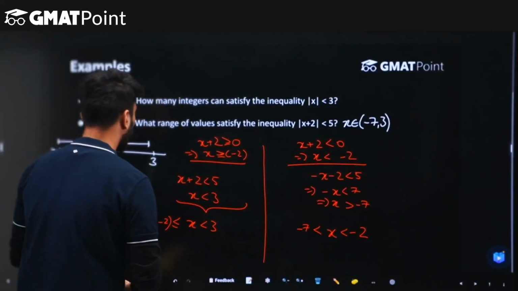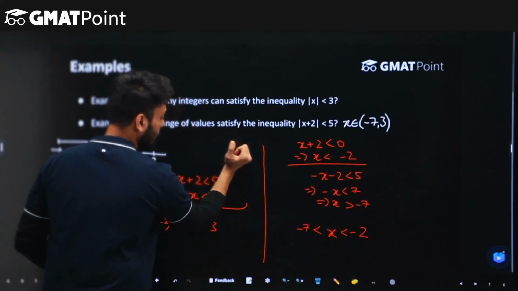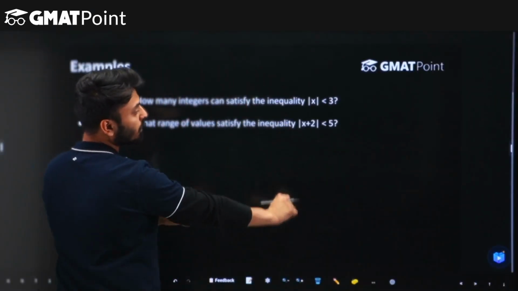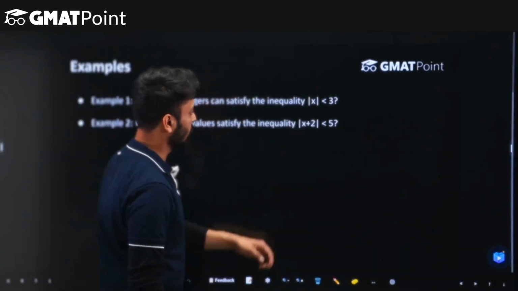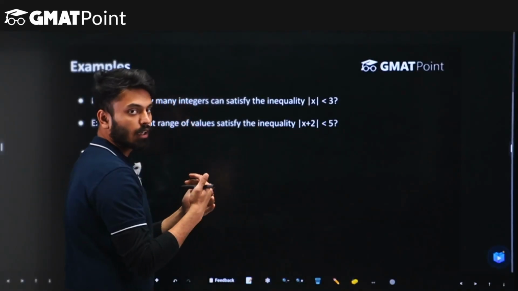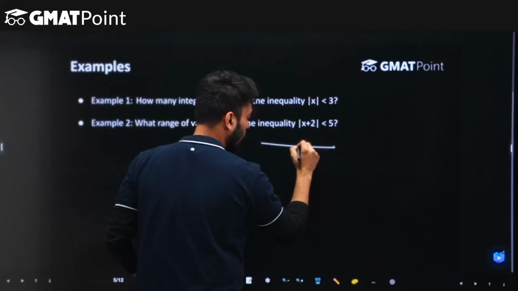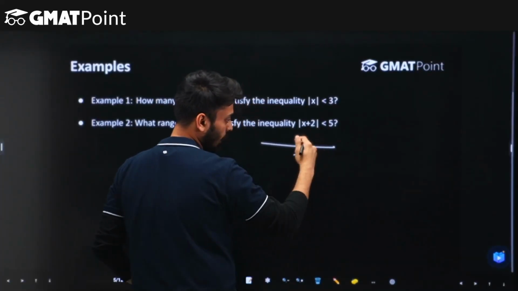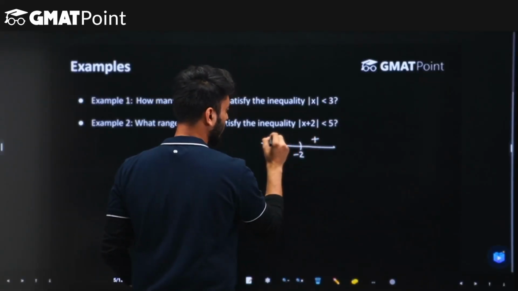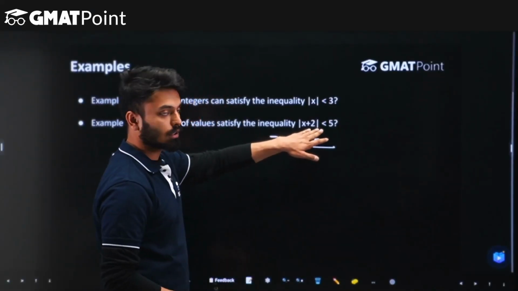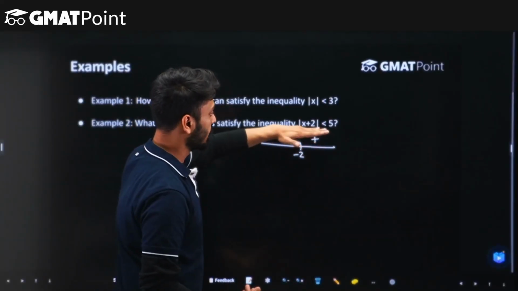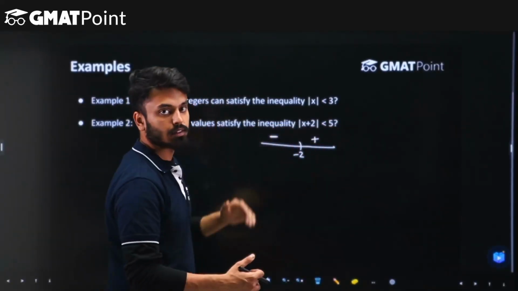Now let's look at the number line way of solving this example. So let's say I had mod of x plus 2 is less than 5. In this case, the stuff inside the mod was splitting around the value x equal to minus 2, right? If x was bigger than this, I had the stuff inside to be positive. If it was less than this, I had stuff inside to be negative. So in this question, what I'm effectively asking is that for what range of values of x is the distance of it from minus 2 less than 5?